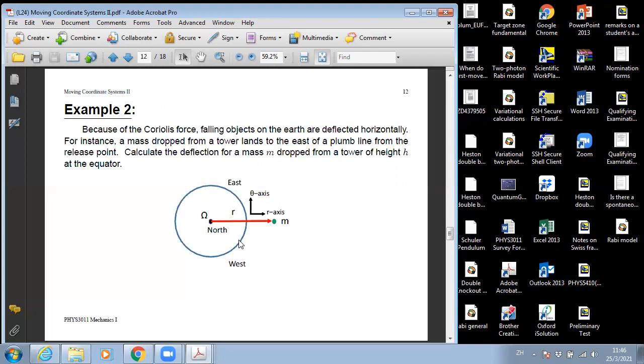Now, there's another example. Because of the Coriolis force, falling objects on the Earth are deflected horizontally, because the Coriolis force is a tangential force. For instance, a mass dropped from a tower lands to the east of a plumb line from the release point. Now calculate the deflection for mass m dropped from a tower of height h at the equator. Okay, I make it easier. Equator.